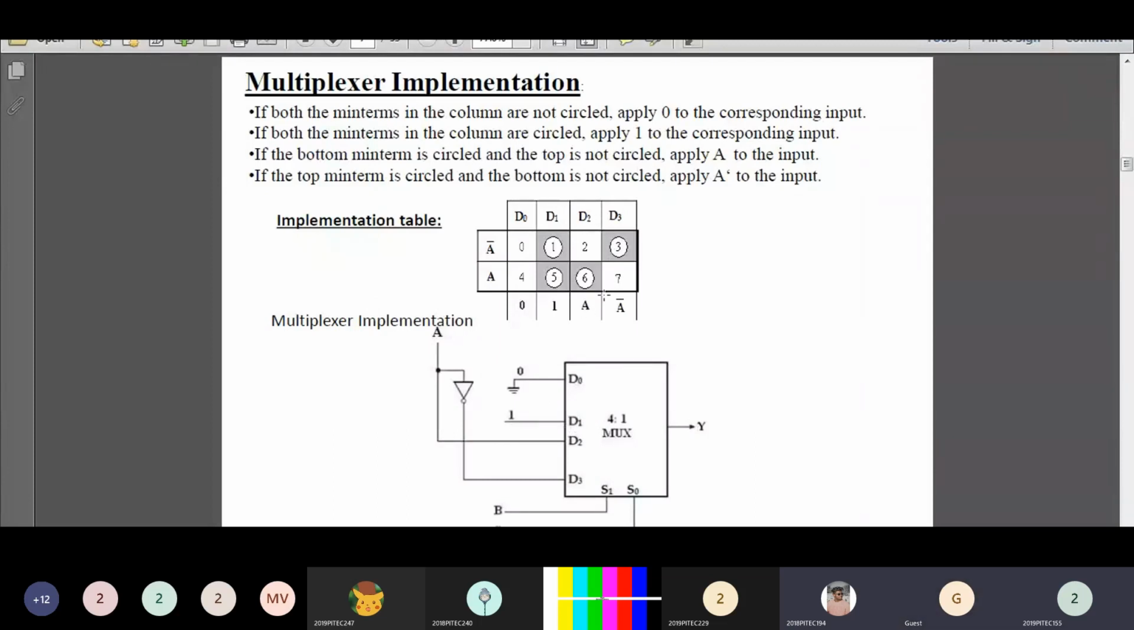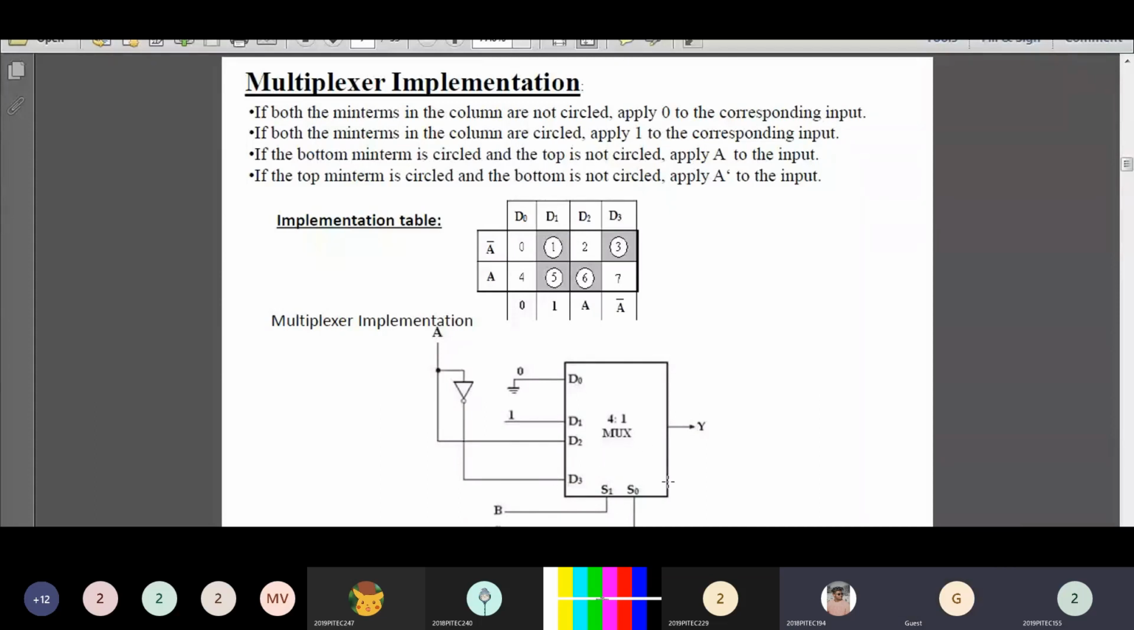Next, see the value of D2 and D3. The value of D2 is A, so D2 should be connected to A. Now you have to see the value of D3. The value of D3 is A dash, so D3 should be connected to A dash. Already D2 is connected to A, so you can connect one NOT gate. The NOT gate input is connected to A, and the NOT gate output will be A dash, that is connected to D3.